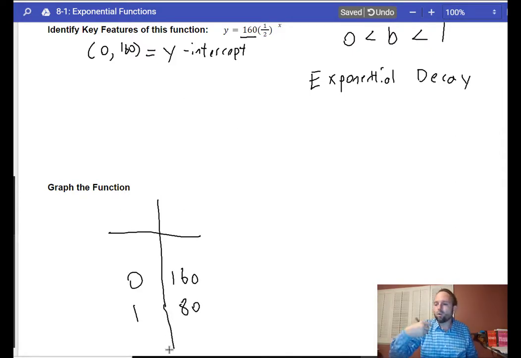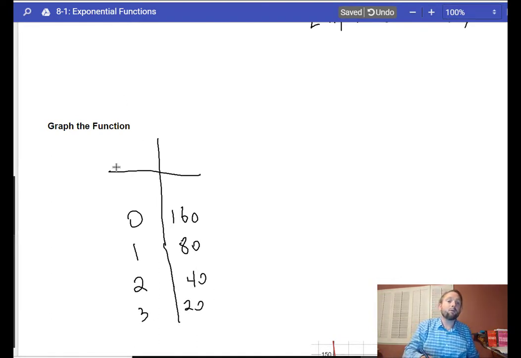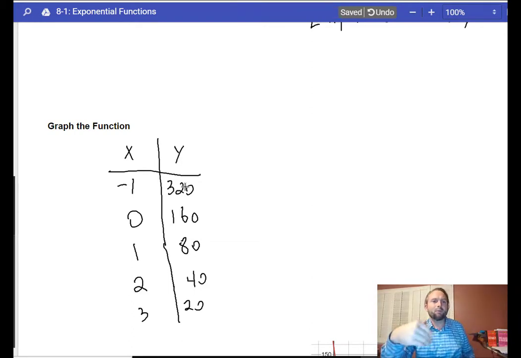Now, if we plug this in the calculator and did our inputs and outputs, this is exactly what would be happening. Year 2, it'd be half again. Well, that'd be 40. In year 3, that would be 20. Now, hypothetically, if we went back a year, it'd be 320. But that's just hypothetical. Now, if we were to graph this, for example, in your homework you have to graph it, then we would just pick 3 or 4 points and try to graph the curve.